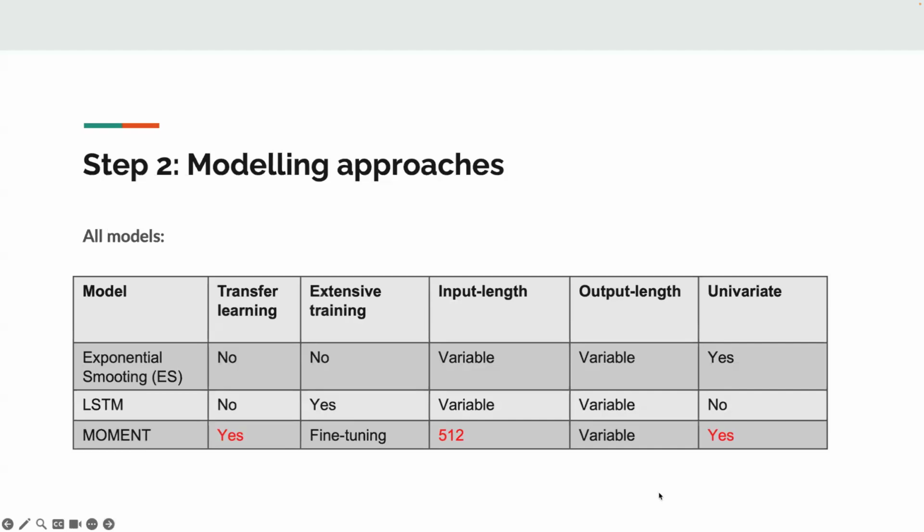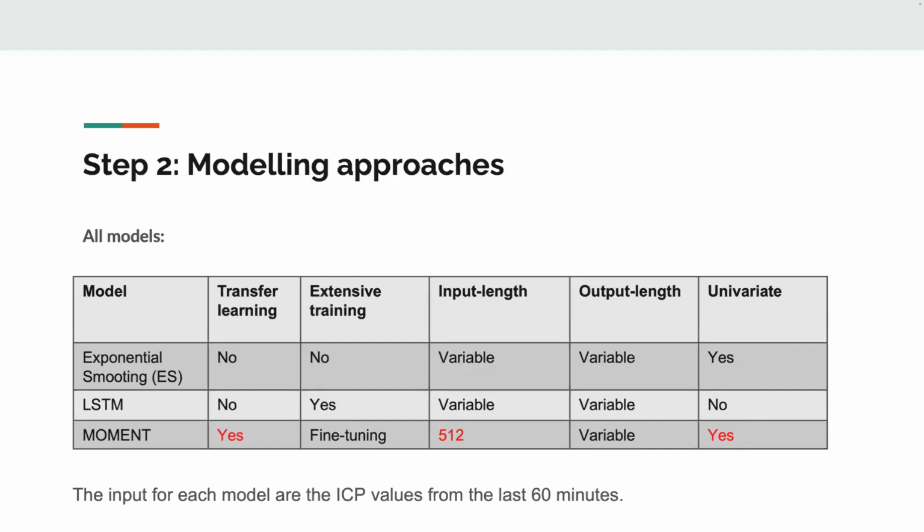What's also very important to note is that the Moment model is univariate. So we only chose to use ICP as input for our models. That choice was made based on the notion that we could only use one variable in the Moment model, and we want to make a fair comparison. So the input for each model is the previous ICP values from the last 60 minutes. And we try to forecast the values for the next 30 minutes.